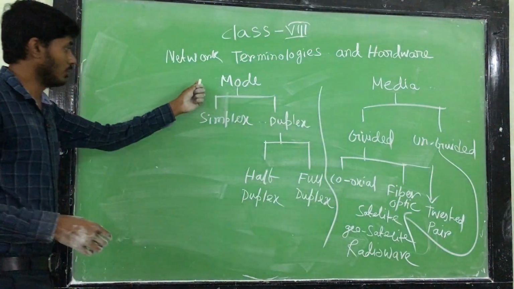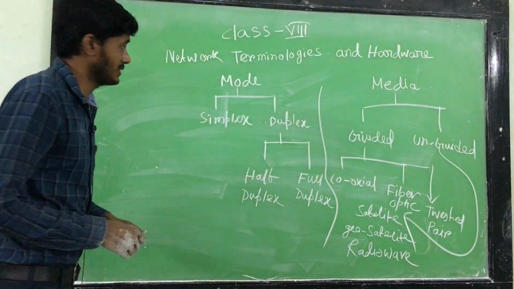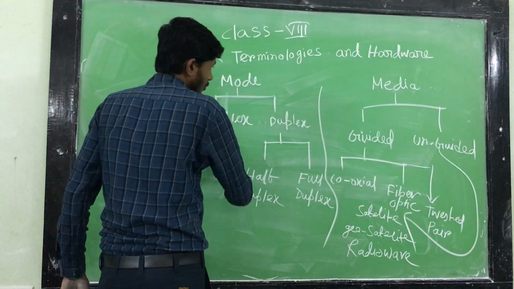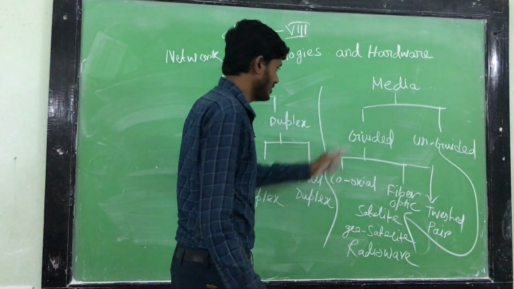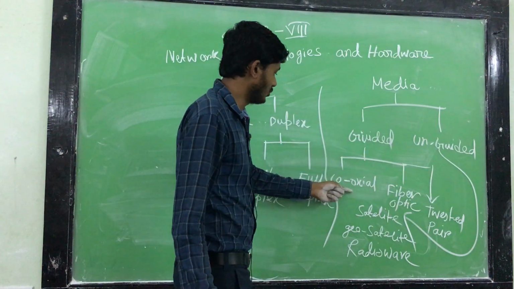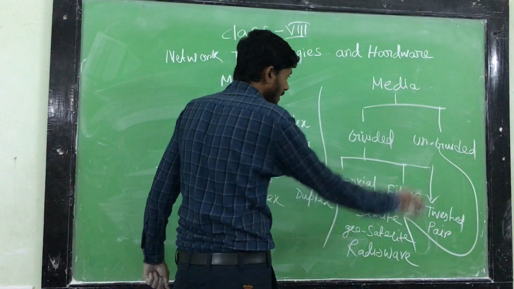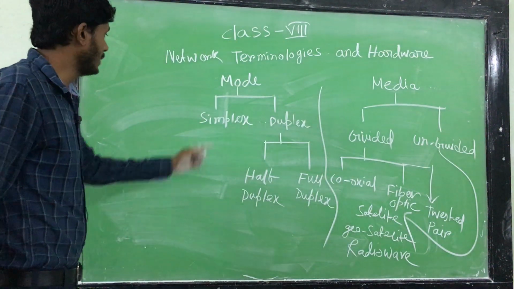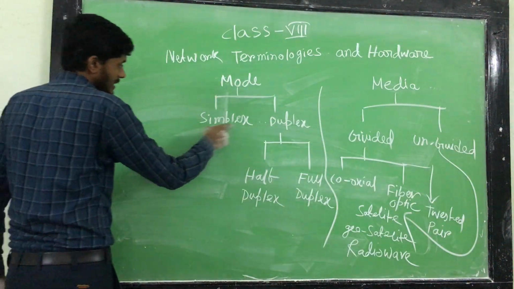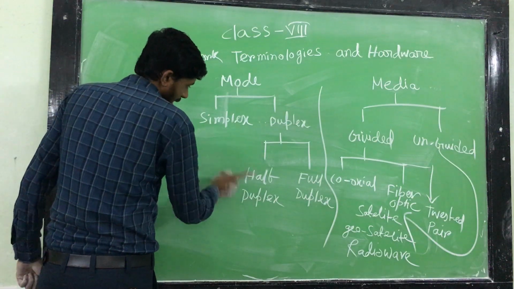So the first one is mode. Today I will discuss the modes, and in my next class I will discuss media, that means guided media and unguided media. Guided media are coaxial cable, fiber optic cable, twisted pair cable. Unguided media are satellite, geosatellite and radio wave. So today I will discuss the modes: simplex, half duplex, full duplex.